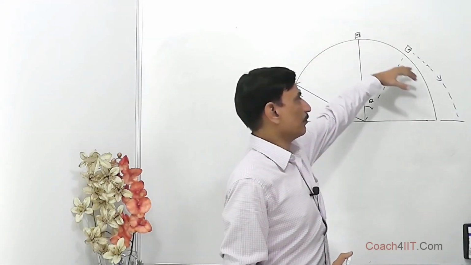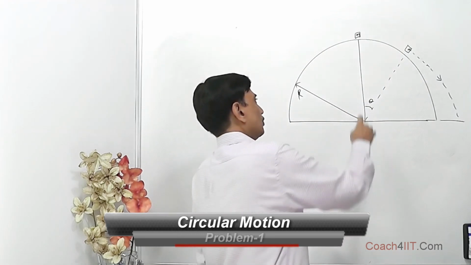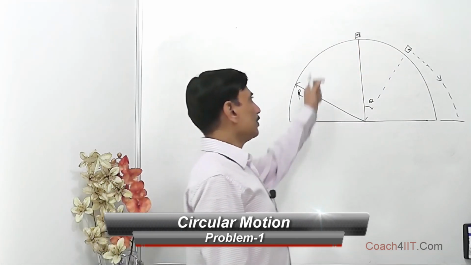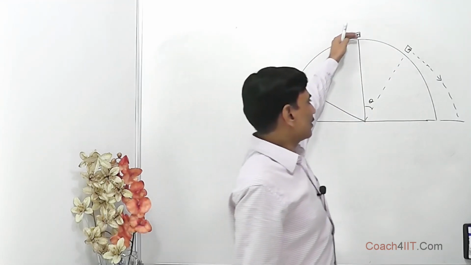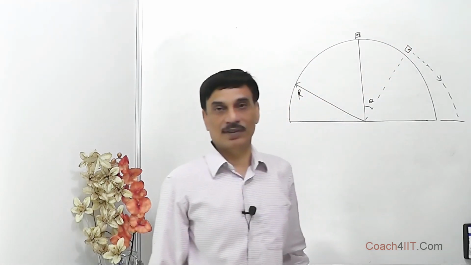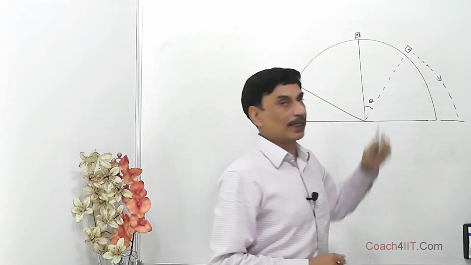We have a hemispherical surface like this. The surface is frictionless, and at the top there is a small point mass m, which has just been given a very gentle push. As a result, it slides, and at this point it loses contact with the surface. We are asked at what angle theta it is going to lose contact with the surface.